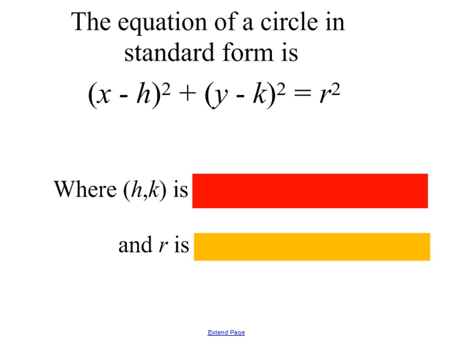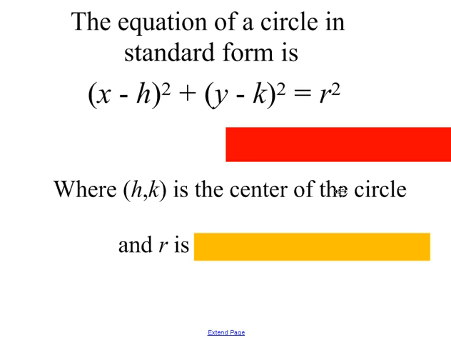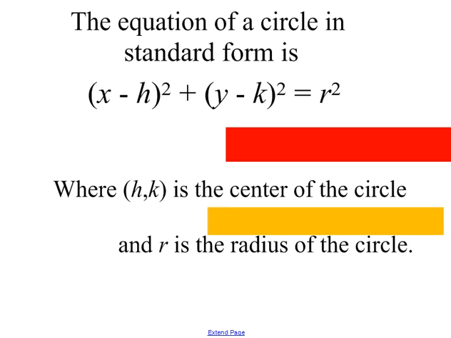All right, so looking at standard form, if we want to move it right and left and up and down, this is our general standard form for every circle: (x - h)^2 + (y - k)^2 = r^2, where (h, k) is the center of the circle and r is the radius of the circle.